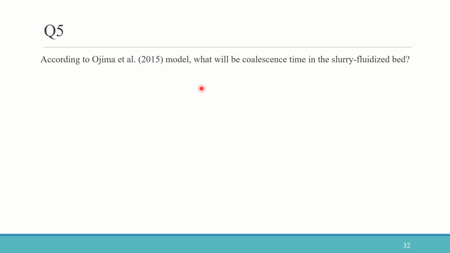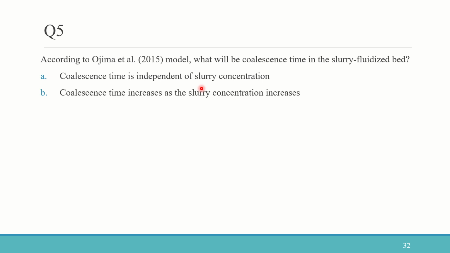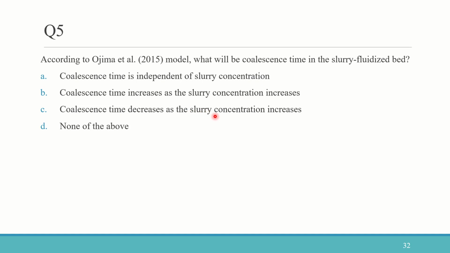So now let us go to question 5. In question 5 it is mentioned that according to the Ojima et al. 2015 model, what will be the coalescence time in the slurry fluidized bed? Option A, coalescence time is independent of slurry concentration. Option B, coalescence time increases as slurry concentration increases. Option C, coalescence time decreases as slurry concentration increases. Option D, none of the above.